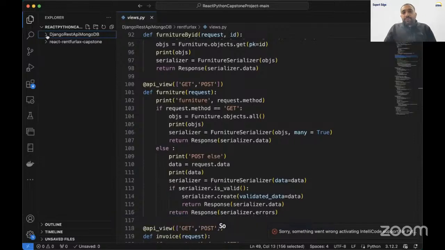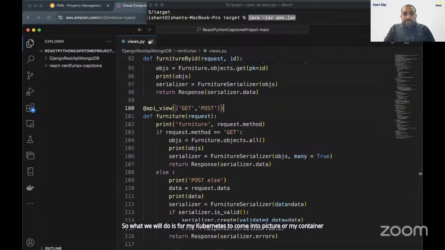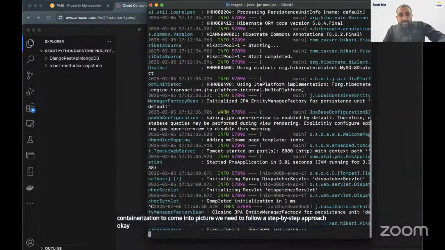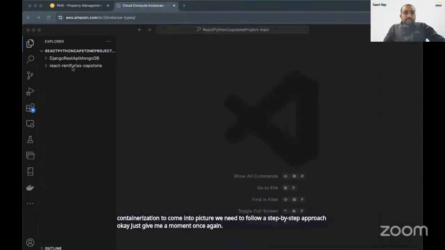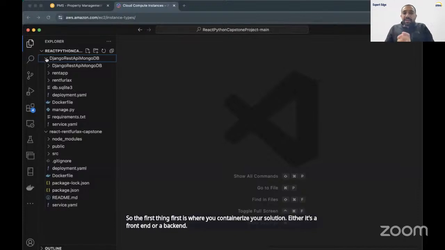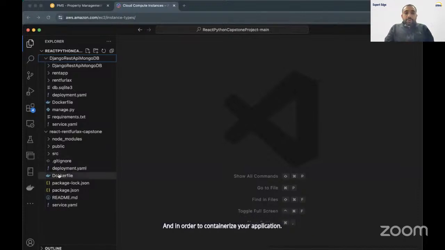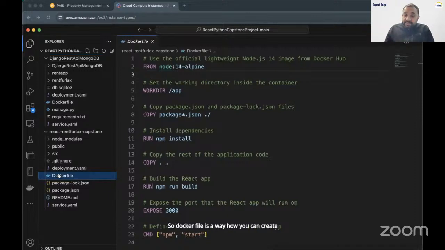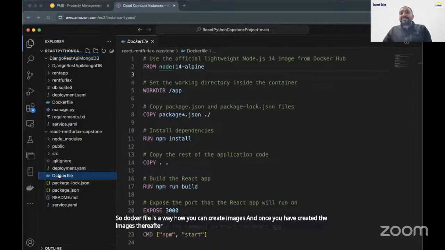So for my Kubernetes or my containerization to come into the picture, we need to follow a step-by-step approach, okay? Just give me a moment once again. So the first thing is where you containerize your solution, either a front end or a back end. And in order to containerize your application, you need to create a Dockerfile in your project. So a Dockerfile is a way how you can create images. And once you have created the images, thereafter you can run your images as containers.